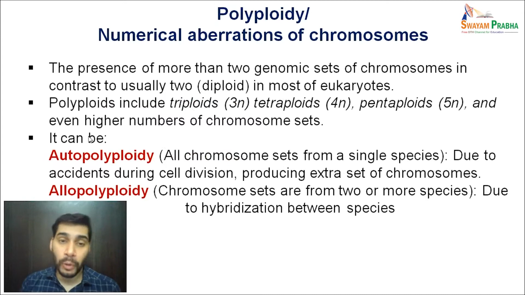There can be autopolyploidy or allopolyploidy. Autopolyploidy means all the chromosome sets are from a single species. This is due to the accidents which occur during cell divisions, producing an extra set of chromosomes. Whereas there is another condition called allopolyploidy. Here the chromosomal sets are from two or more species. So allo means from two different sources, auto means from the same. In case of allopolyploidy, there is a chance that hybridization has taken place between the species, and that is why the chromosome sets from two different species are coming in the offspring.